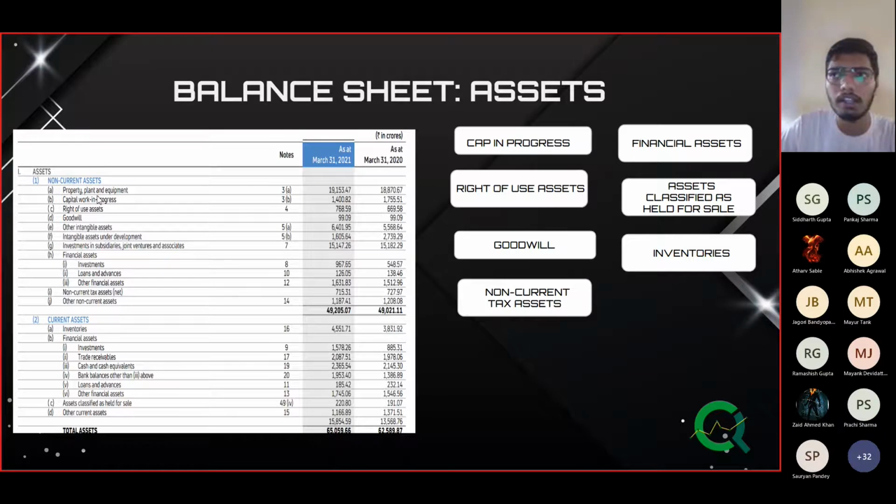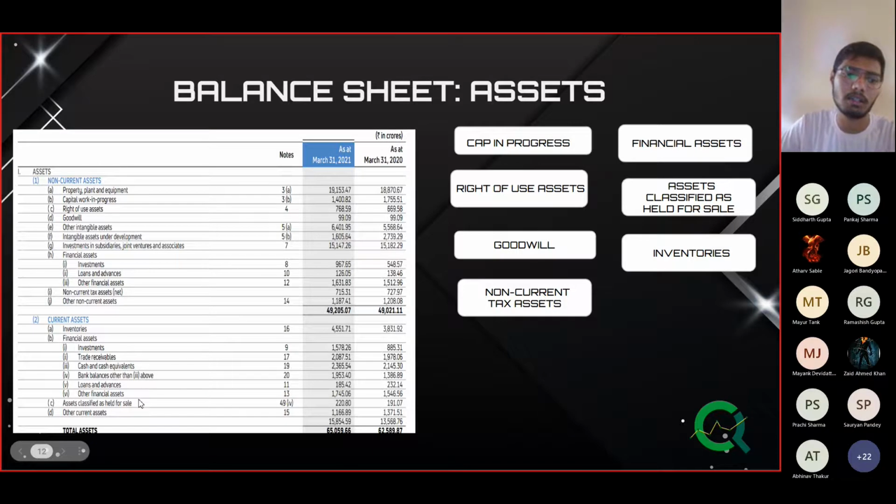Of course, if they are building some plant, then its average life must be over 1 year. That's why it comes into the non-current assets, and you can see it does not come into the current assets. And suppose there is some property, plant, or equipment which is there for very little time, then they'll put it into other current assets.